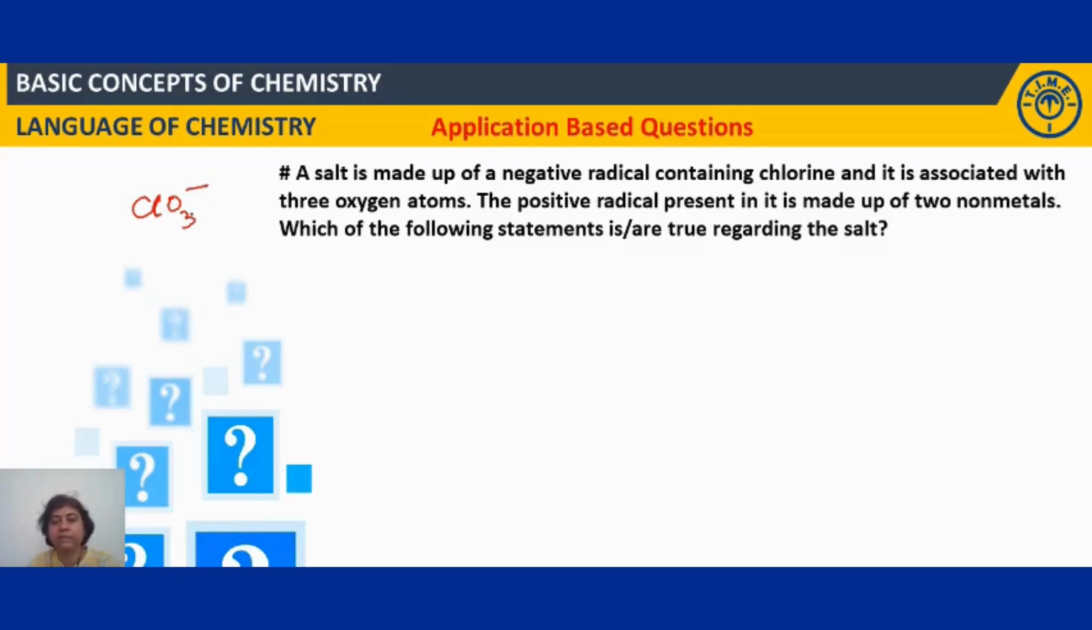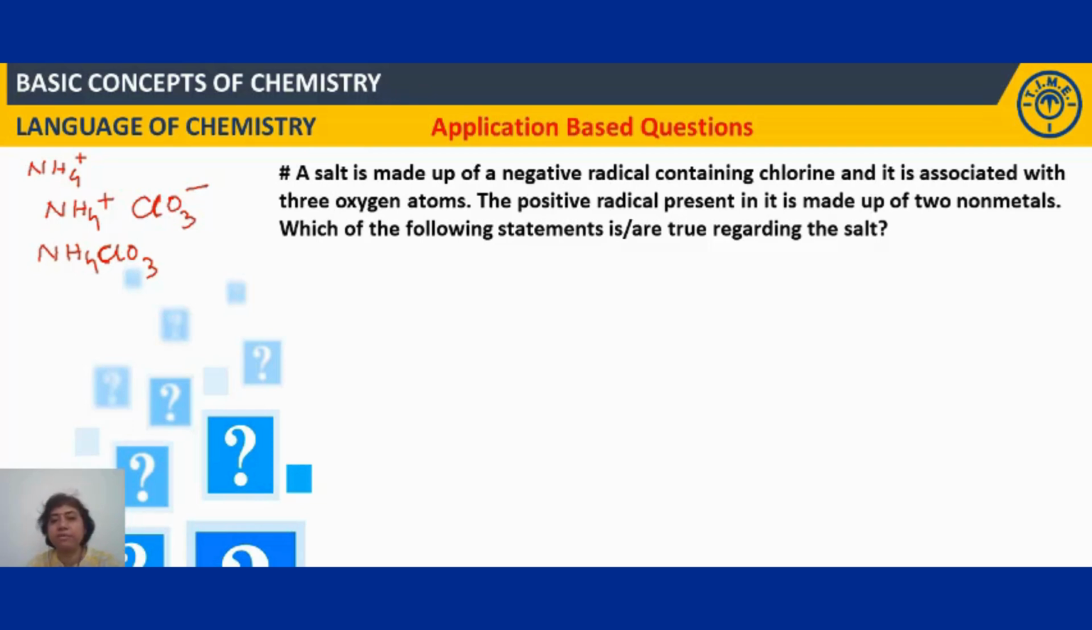It is chlorate, right? Now the positive radical present in it is made up of 2 non-metallic atoms. Okay, 2 non-metallic atoms should immediately strike your mind: there are only 2 such positive radicals, hydronium H3O plus and NH4 plus. So NH4 plus is the desired one. So NH4 plus and ClO3 minus. Now what will be the formula of the compound? NH4ClO3.